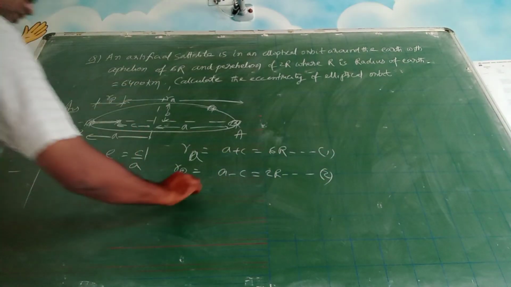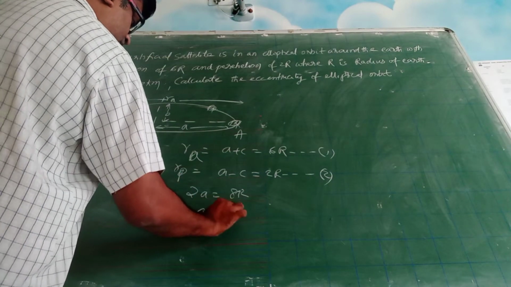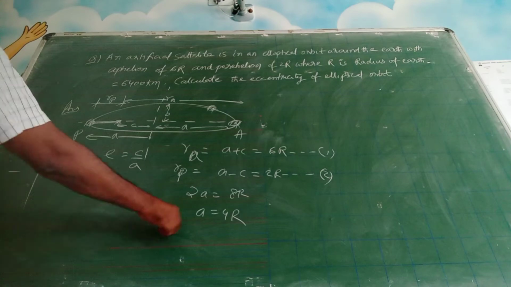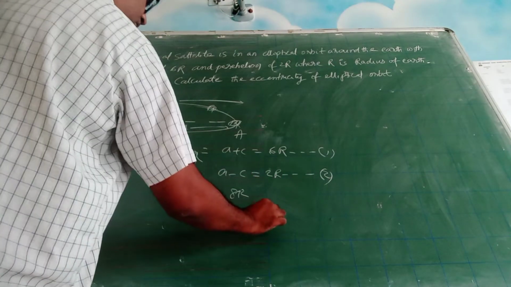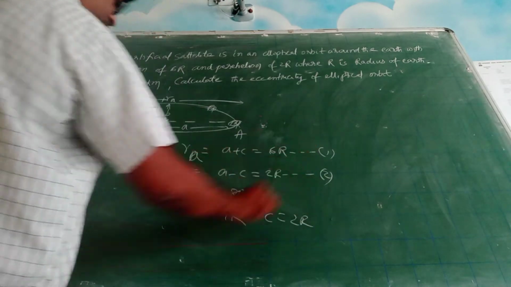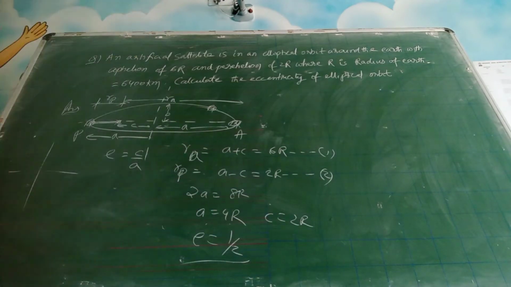Add these two, you get the A value. 2A is equal to 8R, so A is equal to 4R. Put this value into the second equation: 4R minus C is equal to 2R, so you get C is equal to 2R. So what is the eccentricity now? C divided by A is half. So 0.5 is the eccentricity of the elliptical orbit.